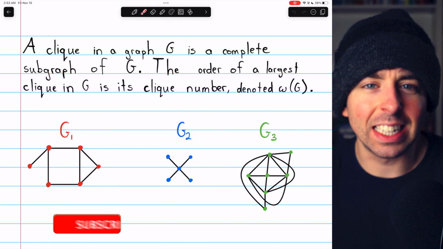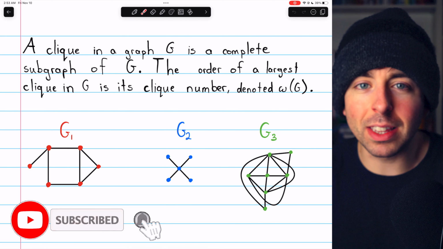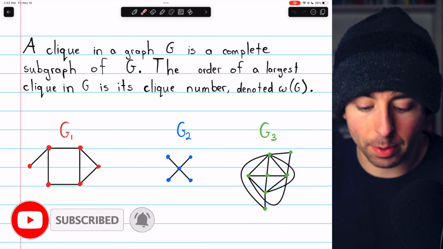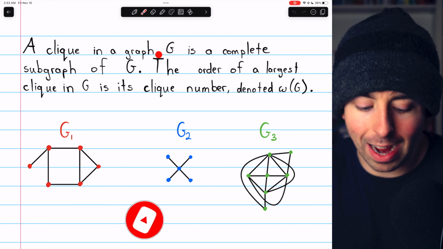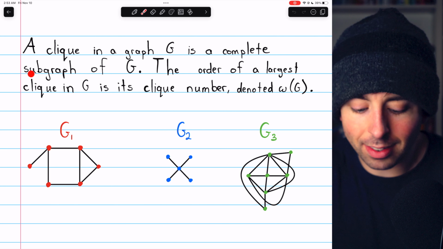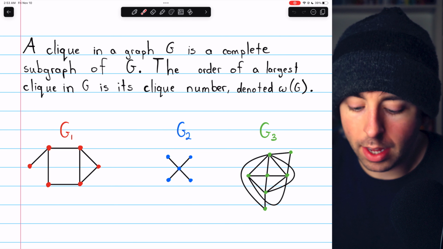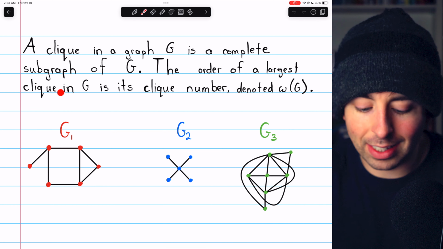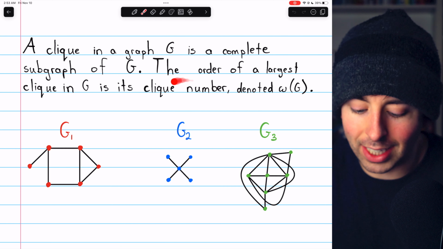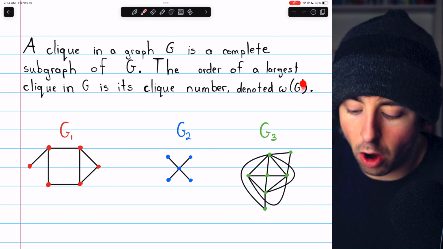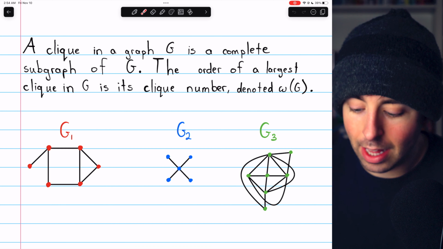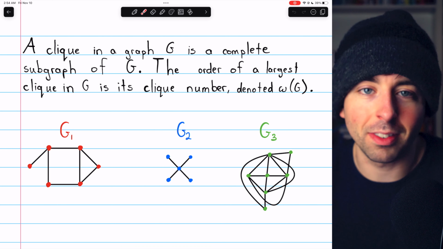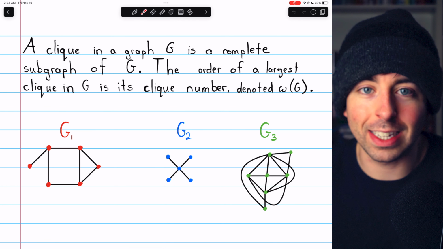What is the clique number of a graph? Well, let's read the definition and then we'll see a few examples. A clique in a graph G is a complete subgraph of G. The order of a largest clique in G is its clique number, and we denote that omega of G. That's what the W character is there, a lowercase Greek omega.